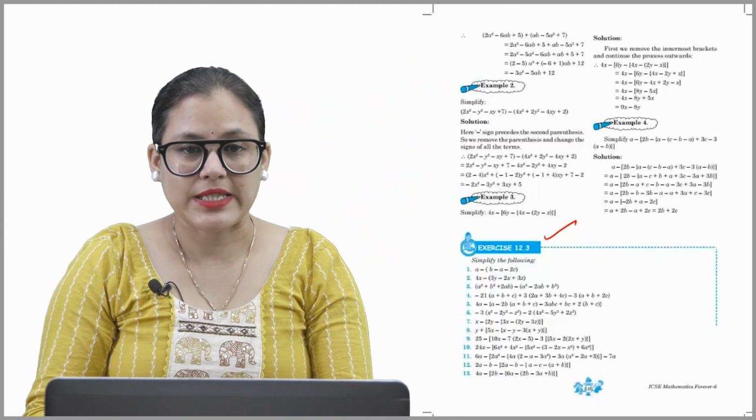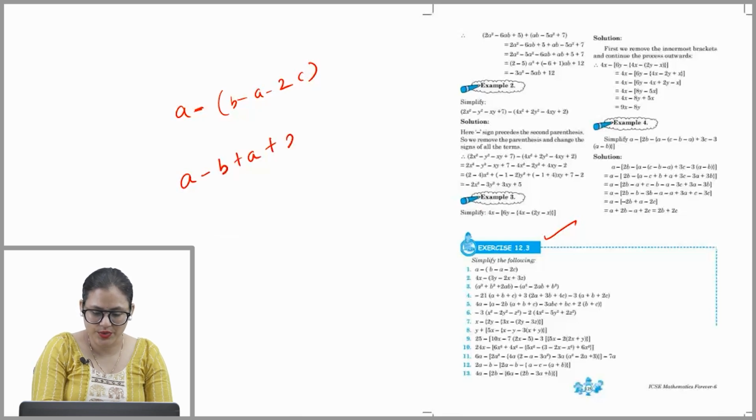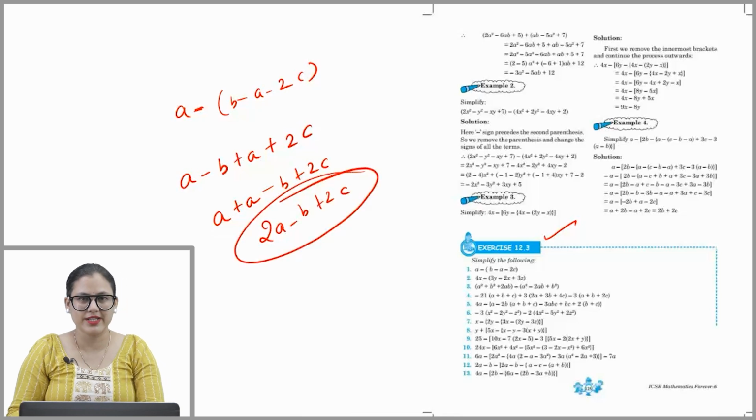Exercise 12.3. Simplify the following. A minus b minus a minus 2c. Now, there is a negative sign before the parenthesis. Now, sign will change. A minus b plus a plus 2c. Okay. A plus a minus b plus 2c. A plus a, 2a minus b plus 2c. So, this is the answer, right?